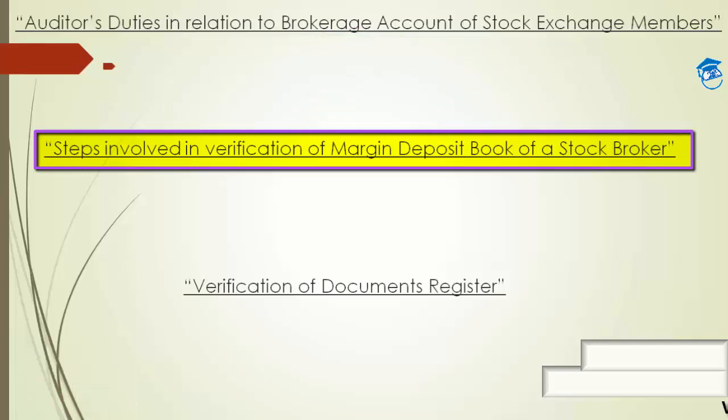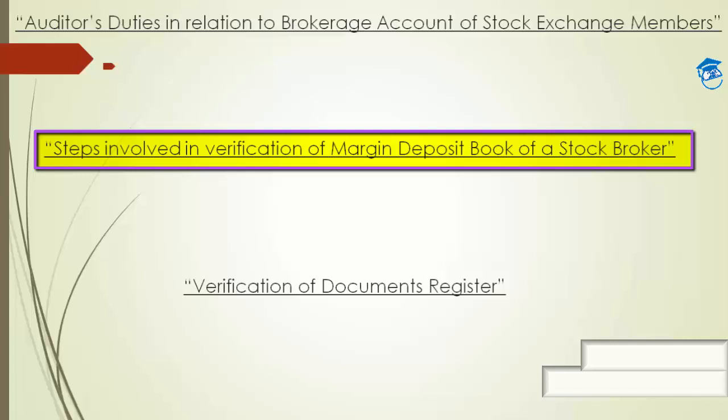Examine whether the exemptions from the payment of margins of institutional trades have been claimed correctly or not. And finally, as a matter of fact, all you need to do is cross-check the margin payments which are being made by the members with the daily margin statement obtained and downloaded from the stock exchange. This is something which is very crucial. So these are the steps which are involved in verification of the margin deposit book of a stockbroker.